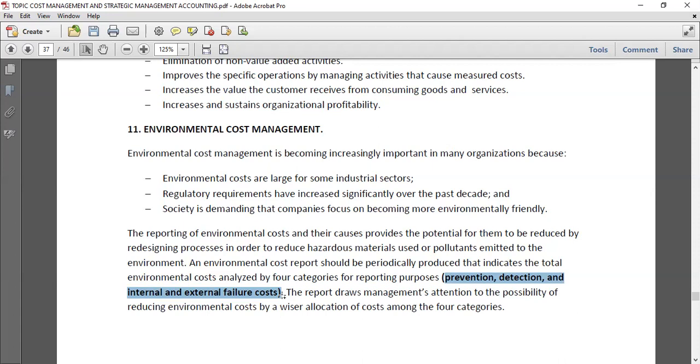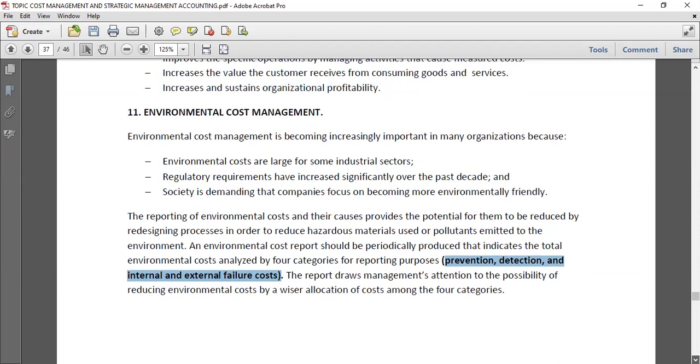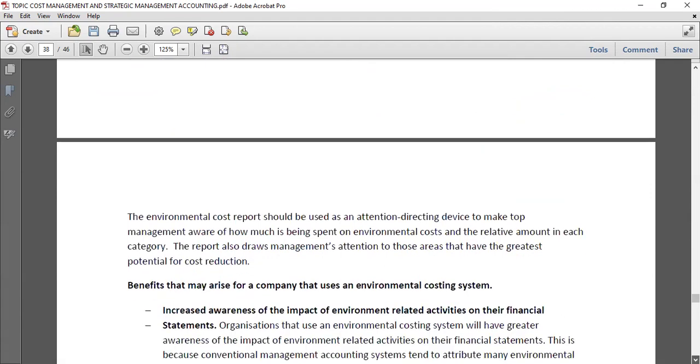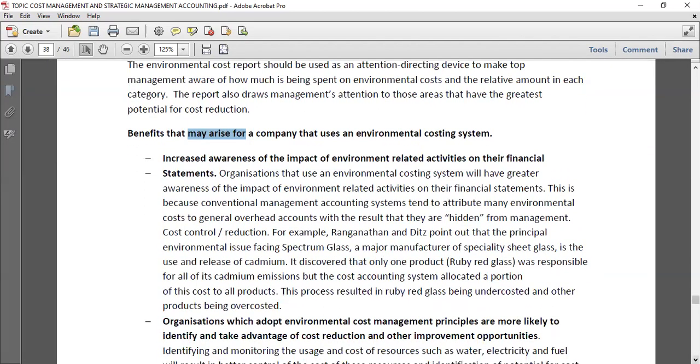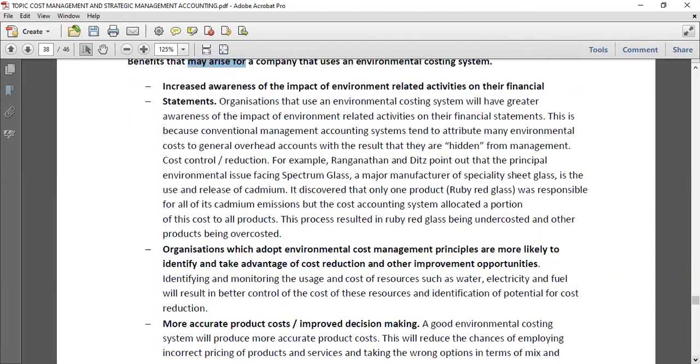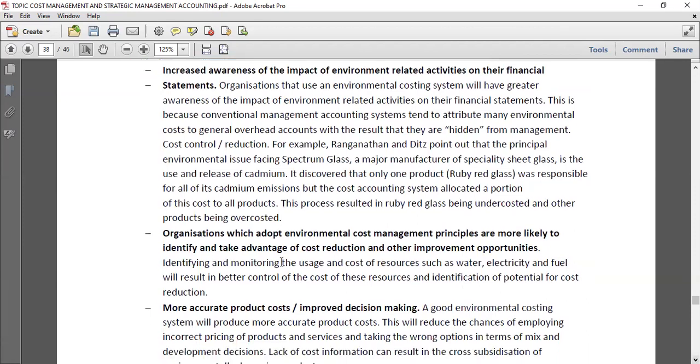So once we prepare that report, then management is able to make decisions coming from those respective categories. Of course, benefits that might arise from using this system include increased awareness about the environment and how it affects our financial statements. Organizations that adopt this system are more likely to take advantage of cost reduction, because they are more focused on not wasting a lot.